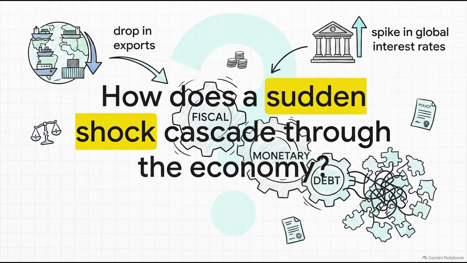Now that you understand the hidden mechanics behind the macroeconomy, you can start to see the invisible strings connecting every single policy decision. So I'll leave you with this to ponder. If a sudden shock hits, say a massive drop in exports or a sudden spike in global interest rates, how will that single event cascade through the fiscal, monetary, and debt gears of your country's economic engine?